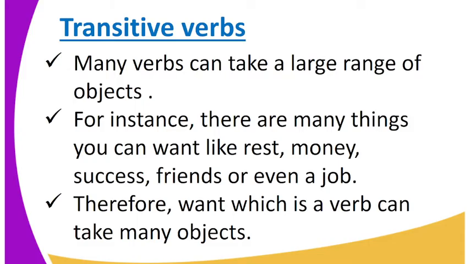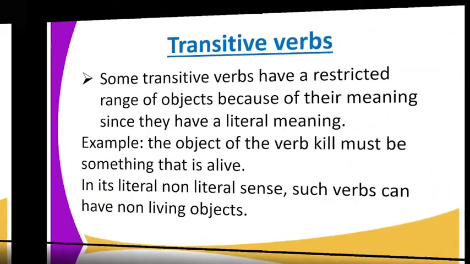Many verbs can take a large number of objects. For instance, there are many things you can want, like rest, money, success, friends, or even a job. So therefore want, which is a verb, can take many objects. For example, you can want rest, you can want money, you can want friends and a job. So want takes many objects.